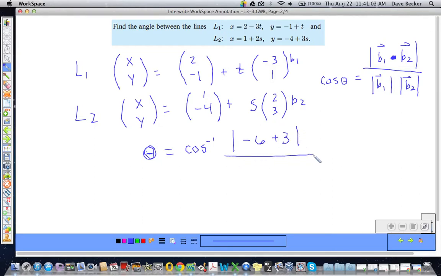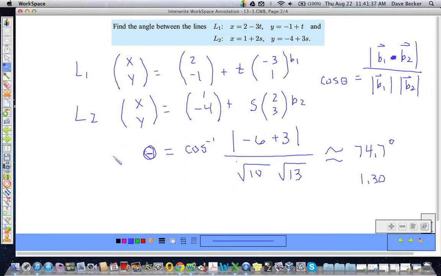Over the magnitude of b1. So let's see, the magnitude of b1 would be the square root of 10, which is -3 squared plus 1 squared, and the magnitude of b2 would be 4 plus 9, root 13. And then you just crank that on your calculator and if you're in degrees, you get 74.7 degrees. If you're in radians, you get 1.30 radians. Either one is fine. They don't specify.